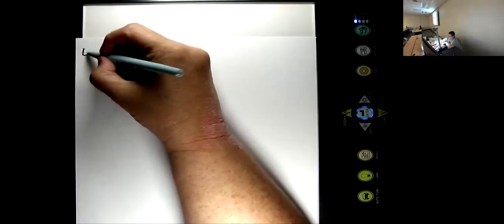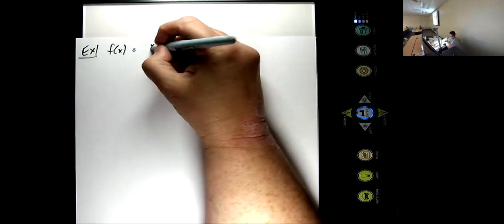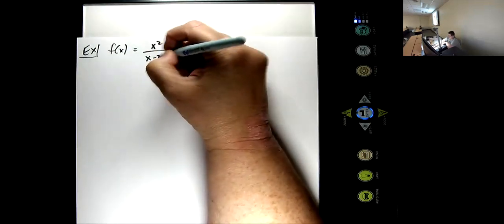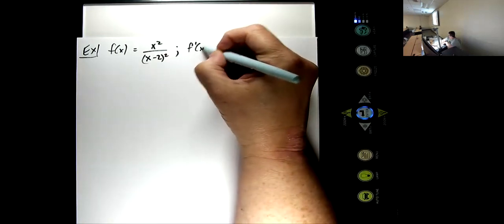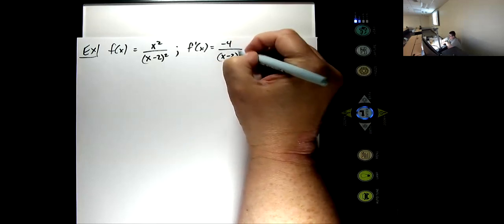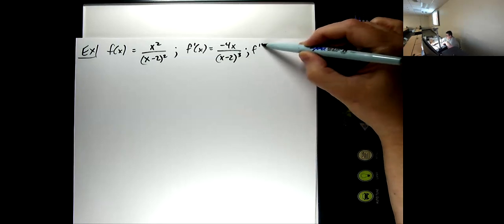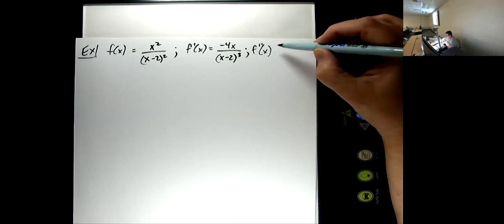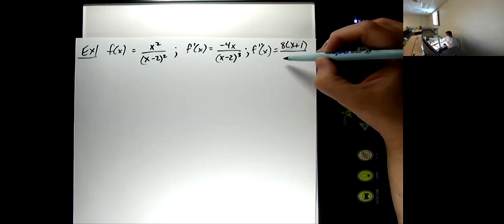Let's give an example. f of x equals x squared over x minus 2 squared. And I'll give you the derivatives. f prime of x is negative 4x over x minus 2 cubed. And f double prime is 8 times x plus 1 over x minus 2 to the fourth.